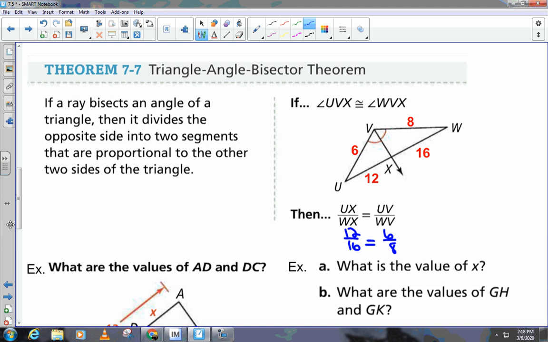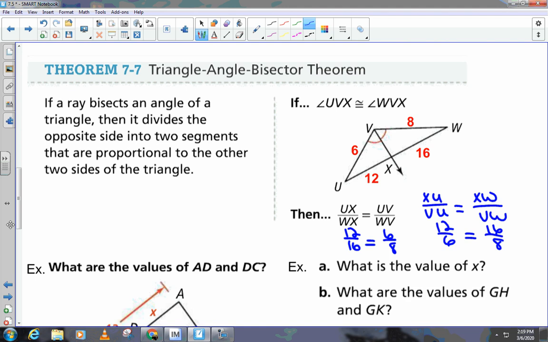But I could set up a proportion where I did XU is to VU as XW is to VW. So I could do 12 is to 6 as 16 is to 8. I could do it like that too. So basically you marry it up with what it's next to. Okay, so 12 is to 6 as 16 is to 8. Okay, so you could go left, right, or left, left, right, right.